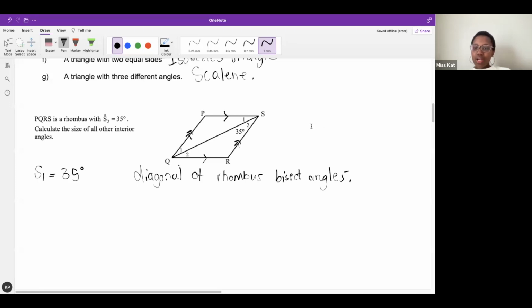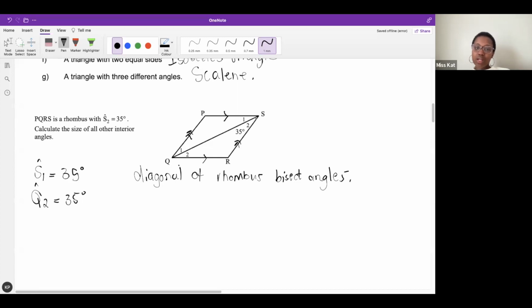You forgot the triangle. What triangle? Yes, Luyanda, but we're looking for the angles. Oh, I see where Luyanda's going with this. Yes. Q2 equals 35. Thank you, Zianda. What's my reason? Zianda says Q2 equals 35.